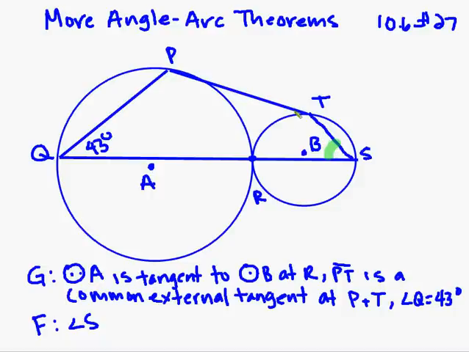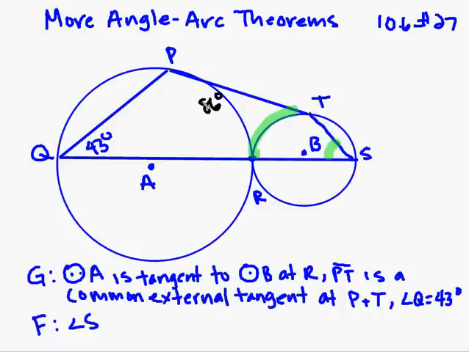Now that's also going to be half of the measure of arc TR. So let's mark up again what we can infer from what we're given. Well, we know that PQR is 43 degrees. That means that arc PR is going to be 86 degrees. Now what I want to do is draw some additional auxiliary lines.